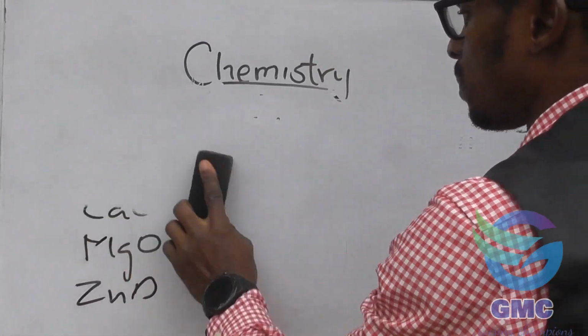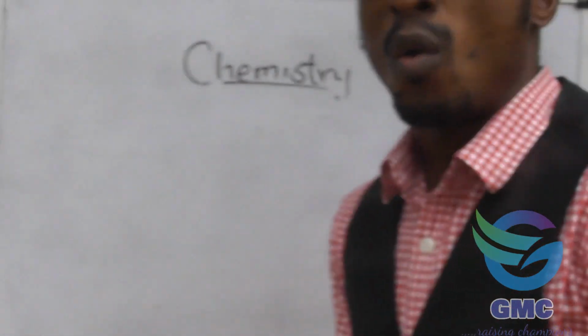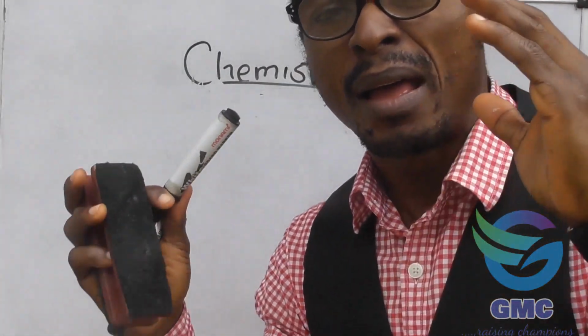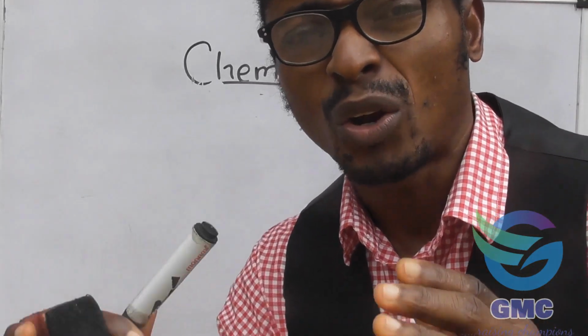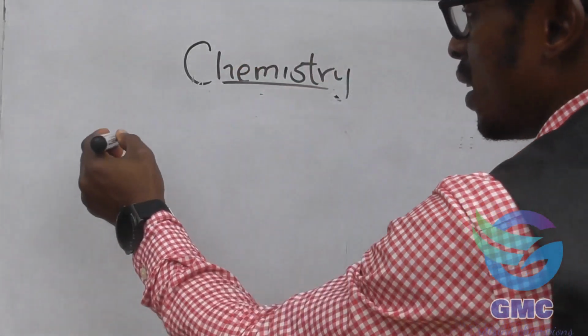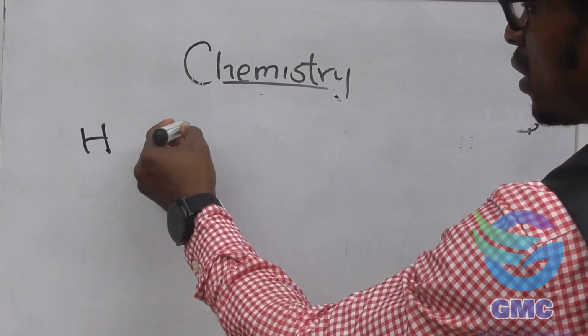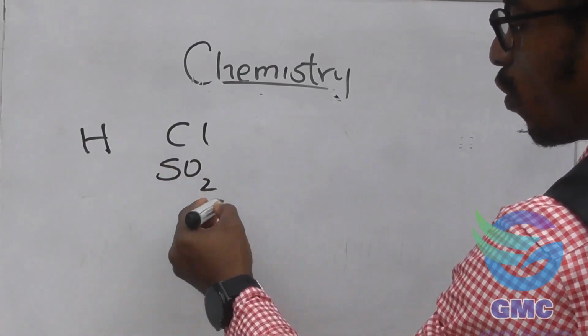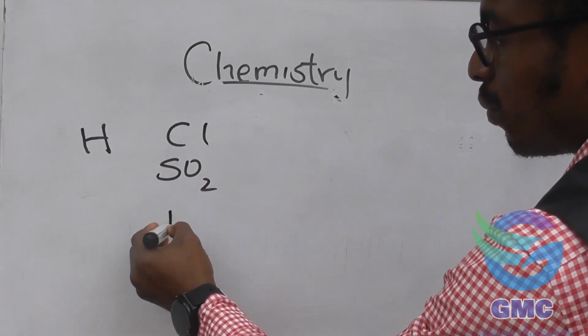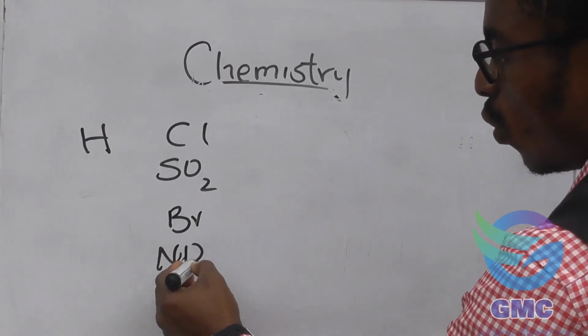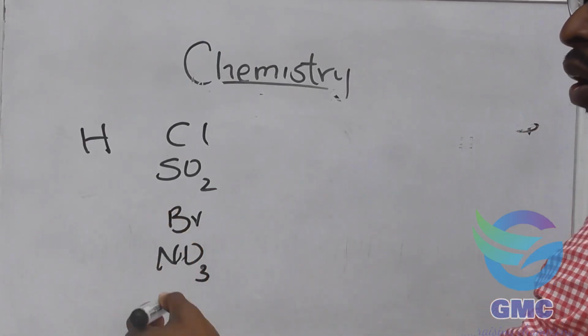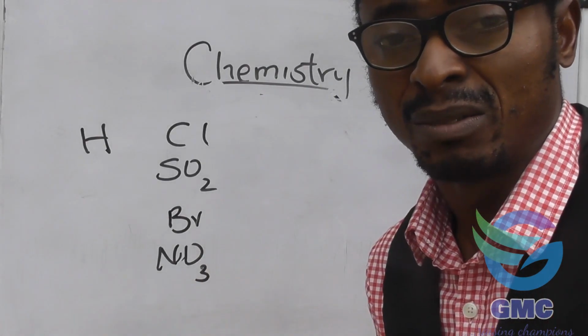Number 3, when we have hydrogen combined with any other non-metal except oxygen and hydroxide. Hydrogen combined with any other non-metal, be it chlorine, be it sulfate, be it bromine, be it NO3. What we have is an acid.